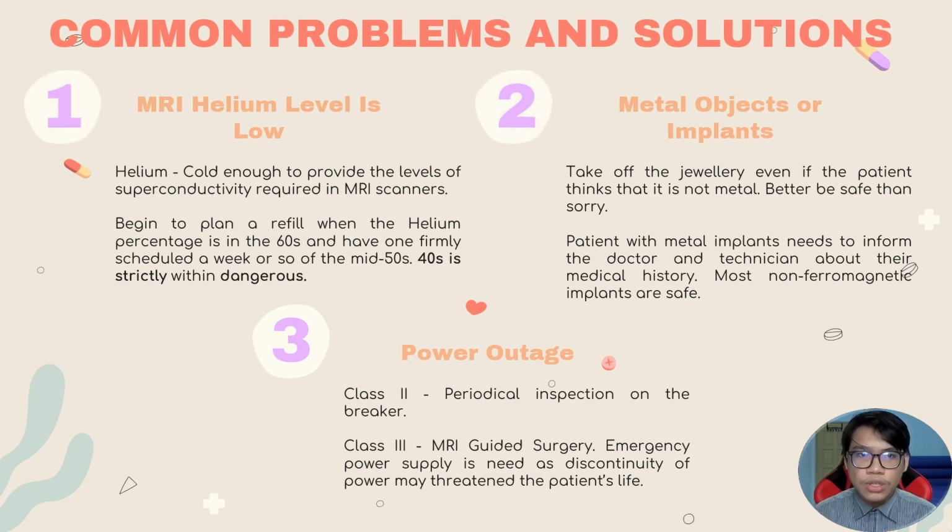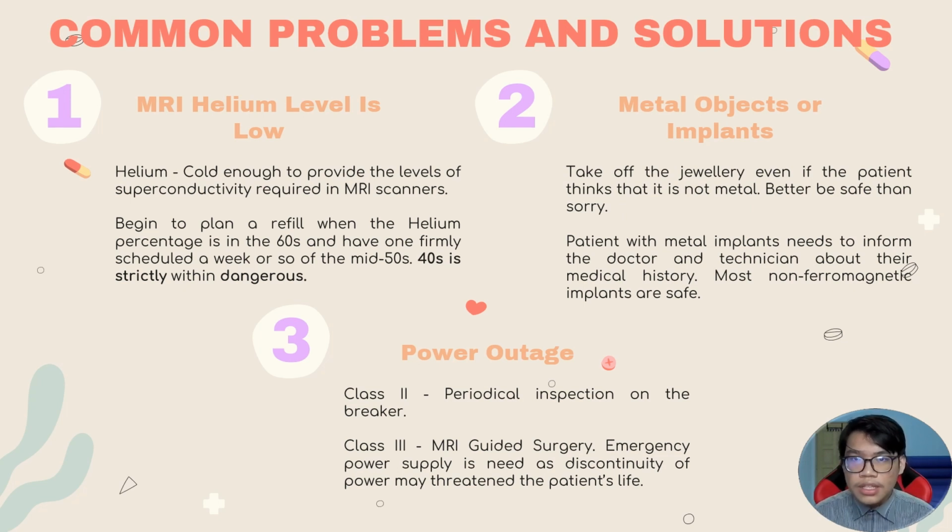Common problems and solutions. The first common problem is that the MRI helium level is low. Helium is cold enough to provide the level of superconductivity required in the MRI scanner. Therefore, to solve this problem, you need to begin to refill when the helium percentage is in the 60s, have one family schedule a week or so in the 50s, and when it is in the 40s, it is strictly very dangerous.